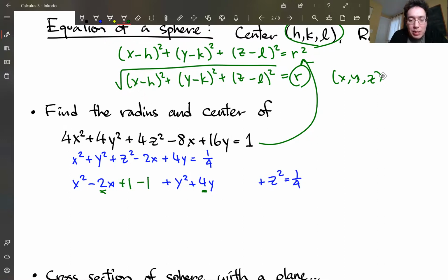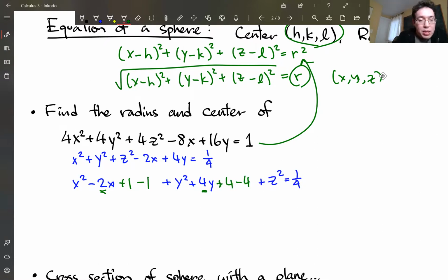Let's do that with y's as well. So I have the coefficient 4 there. I'm going to divide that by 2, so I get 2. And then I square it. So 2 squared is 4. And that's the number I'm going to add and subtract.